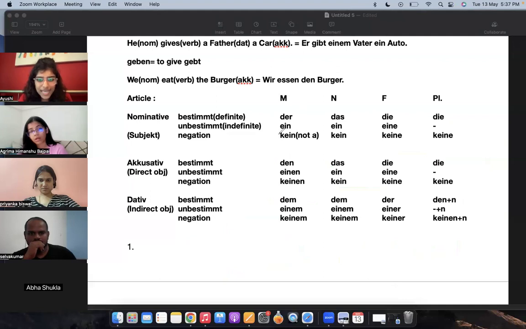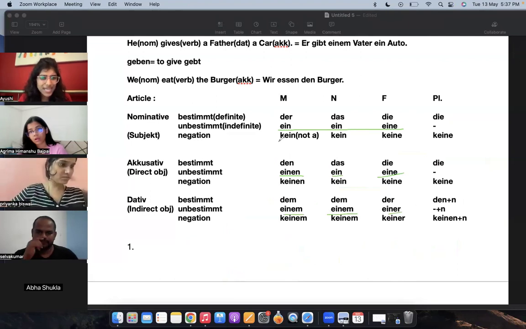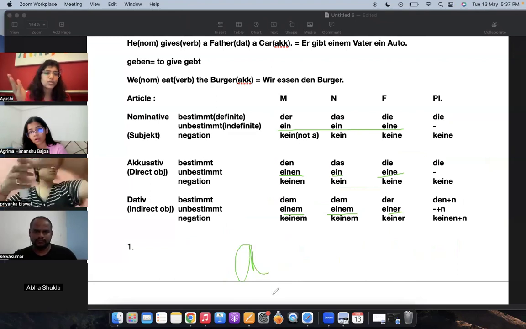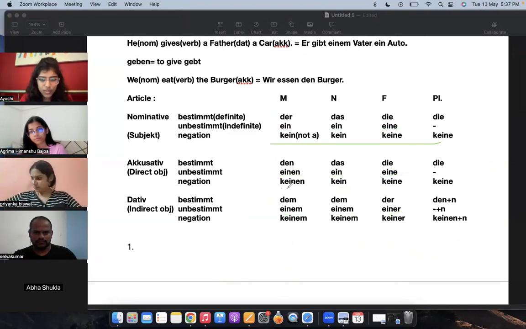Now this: ein, eine, einen. Okay, they all mean a. A for apple wala a, okay? Like a book, a friend. So that is a. And what is this, kein? Kein means not a. So they all mean not a. Is that clear to everybody?